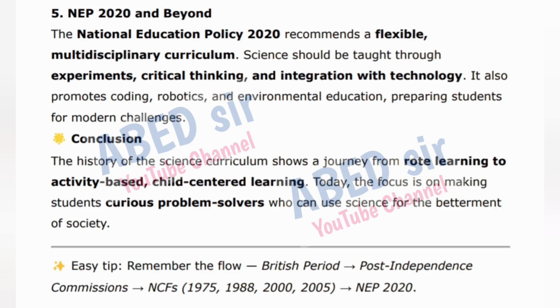Conclusion. The history of the science curriculum shows a journey from rote learning to activity-based, child-centered learning. Today, the focus is on making students curious problem solvers who can use science for the betterment of society. Easy tip: remember the flow. British period, post-independence commissions, NCFs 1975, 1988, 2000, 2005, NEP 2020.